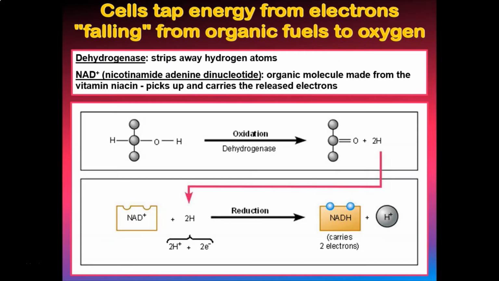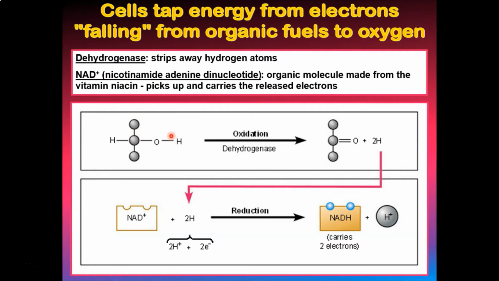So to go a little deeper right now, and again, we'll draw this out soon. Dehydrogenase strips away hydrogen atoms. Then the NAD+, an organic molecule made from the vitamin niacin, picks up and carries the released electrons. That's the whole point of redox. We're going to take the electrons and put them somewhere else, right? So for example, let's just say that this is one of our remnants left of glucose. We've been ripping glucose apart, and here's what's left of it for right now. We're going to do oxidation on this. We're going to grab some electrons out of here.